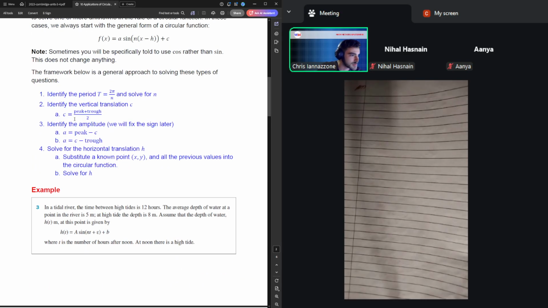So in the framework I've mentioned, you might be told it, or you can calculate it by just finding the midpoint of the peak and trough.